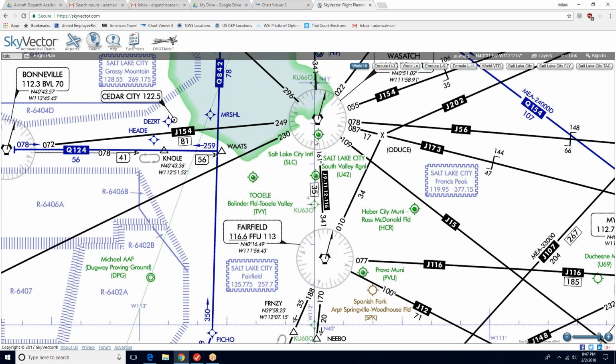So this is Salt Lake City here. This is obviously a lot bigger. This is the Fairfield VOR. Salt Lake City's right here, but you would be flying straight down the approach, basically like this. That's the airport right where I'm at right now. If you go missed, you climb up to 4,800.